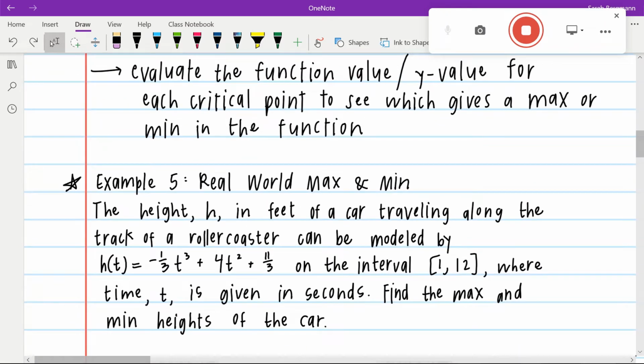This says the height h in feet of a car traveling along the track of a roller coaster can be modeled by this function. On the interval 1 to 12, inclusive, where time t is given in seconds. Find the maximum and minimum heights of the car. So I know that the first step is to find the derivative of this function. However, I like to just get a visual to help me out.